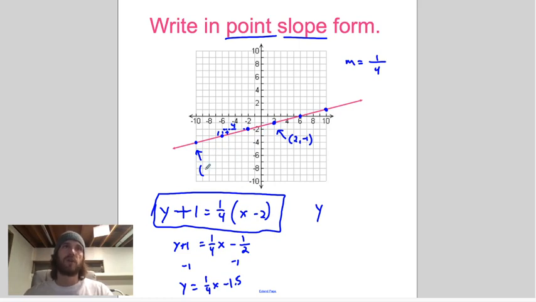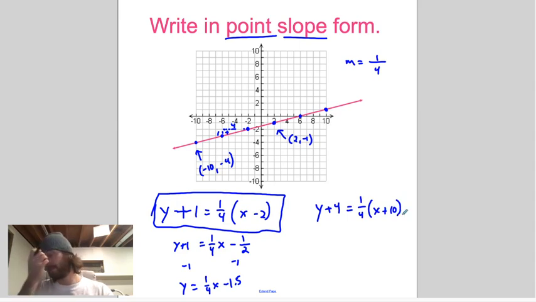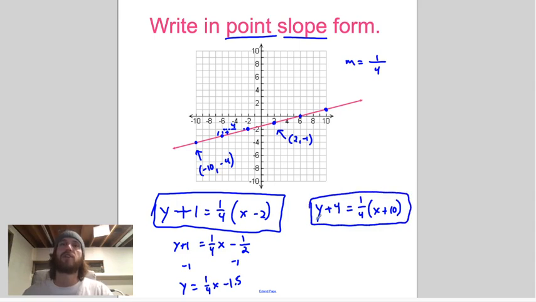So if you choose this one, you get -10, -4. So if we're plugging that in, that's going to be y minus -4, y plus 4 equals 1/4 times x plus 10. So here's the thing. This is also a correct answer in point-slope form. So when I say write an equation in point-slope form, if you wrote this, that would be correct. If you wrote this, that would also be correct.